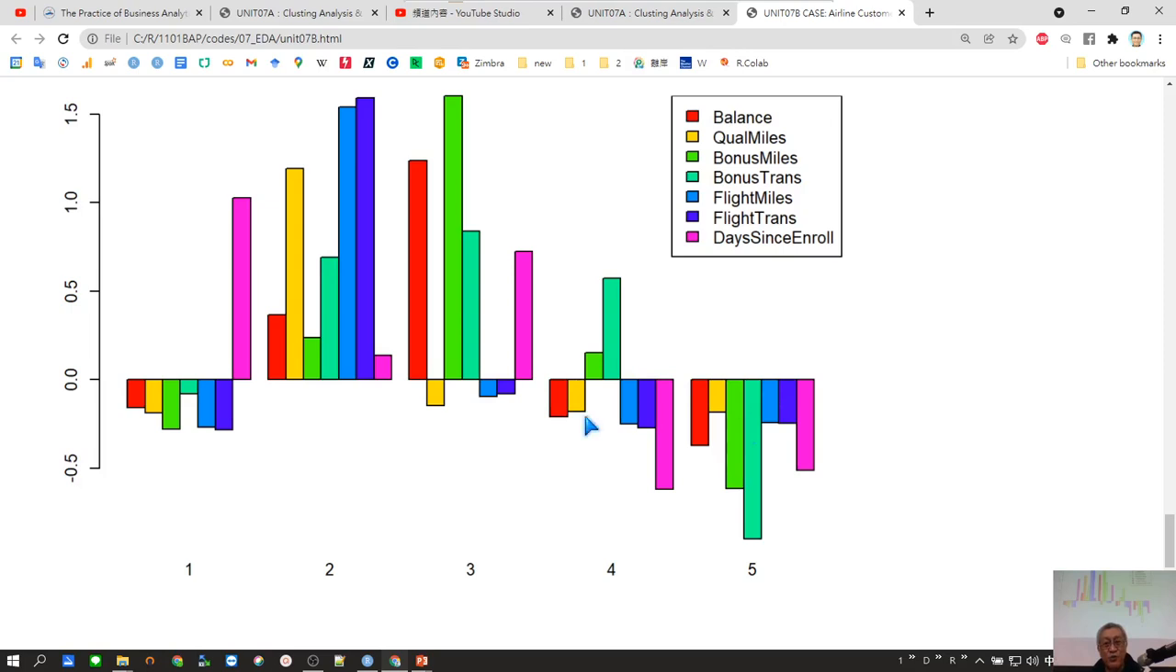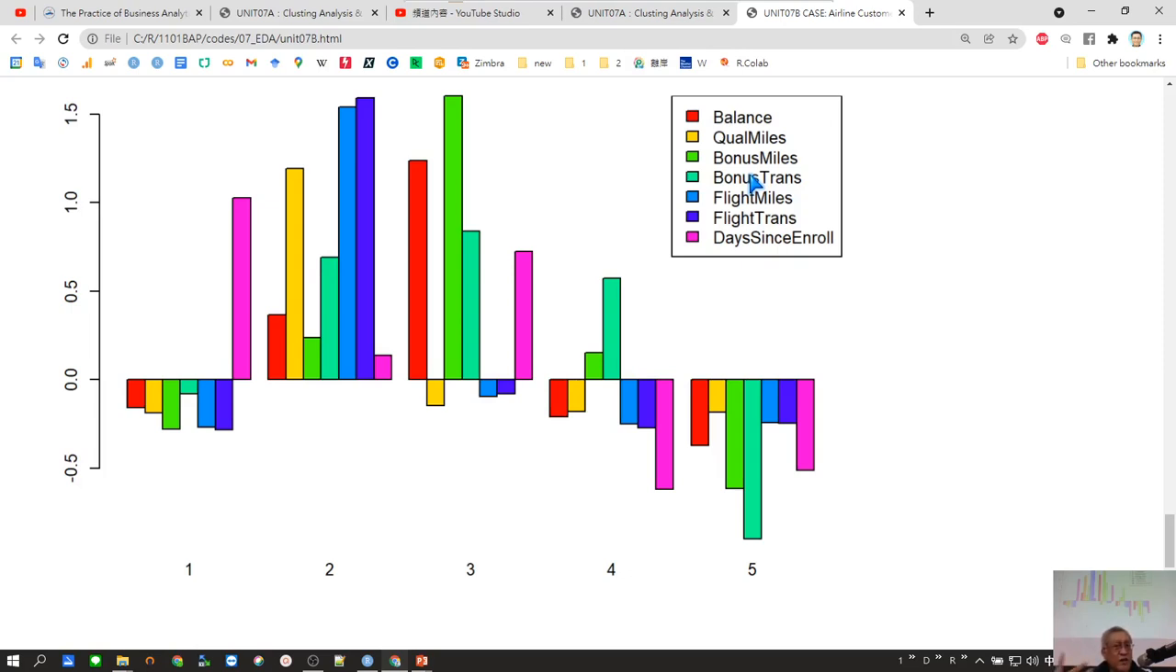Now compare this group with this group. This group is actually newer than that one, but their mileage is earned from bonus. So most likely these are not members that we acquired through our flights. These are new members acquired from our alliance partner, and they use it.